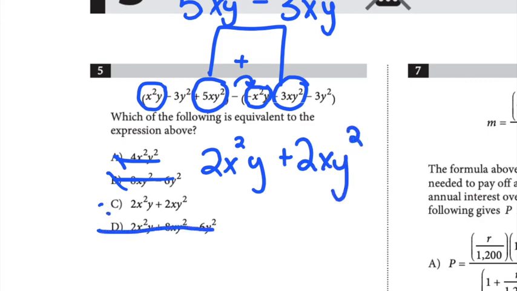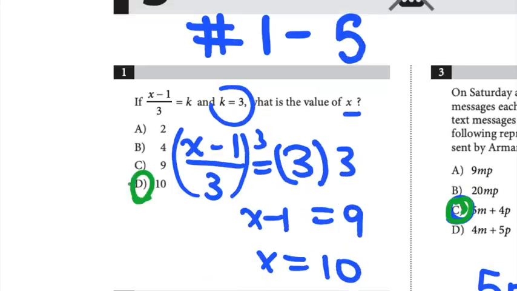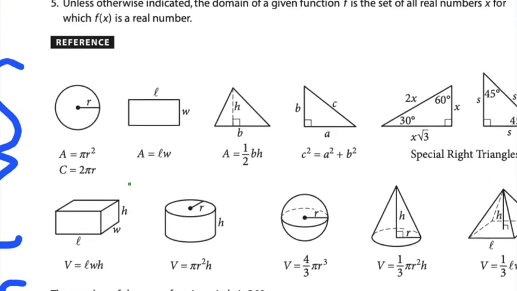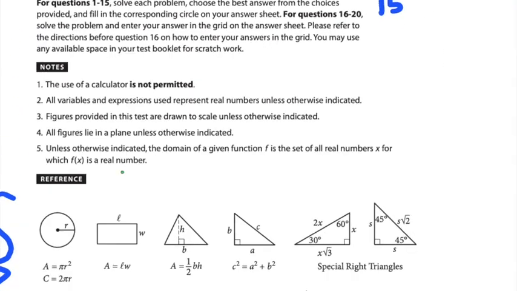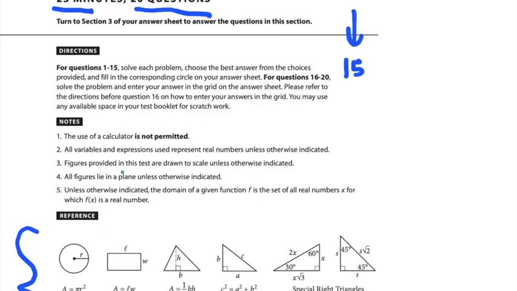So the answer here is indeed C. Alright, so this was questions number 1 through 5 in our SAT practice test number 1, no calculator section, and the next video will be questions 6 through 10.